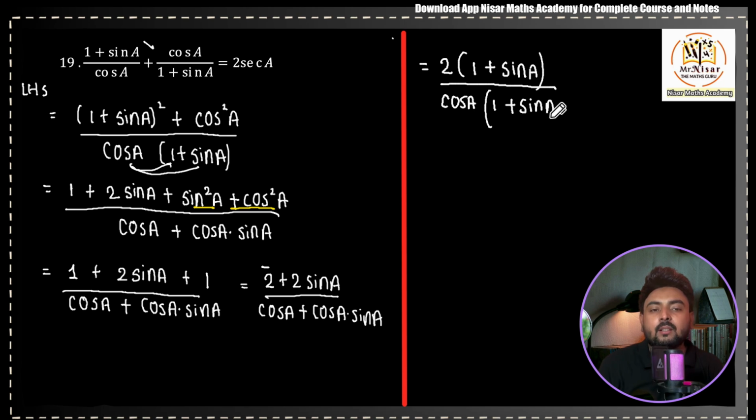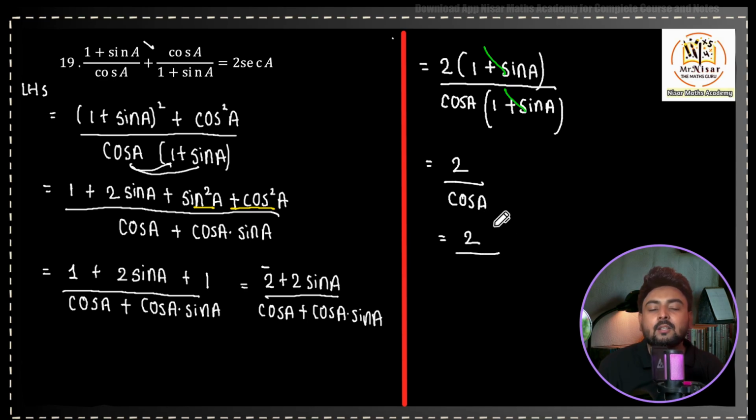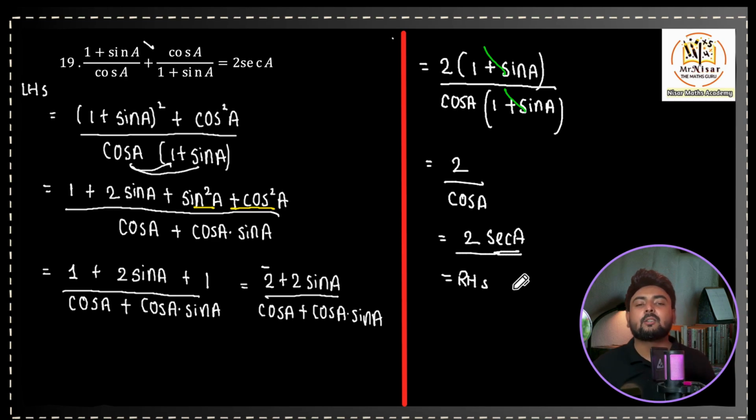Common I have taken. The same in the numerator and the same in the denominator, 1 plus sin a will get cancelled, and finally we have the answer 2 by cos a. Cos is the reciprocal of sec, so 1 by cos a becomes sec a, so 2 sec a is our answer. This is your RHS. Simply what we did, we cross multiplied it over here. The question was quite simple. Let's go ahead for the next question.